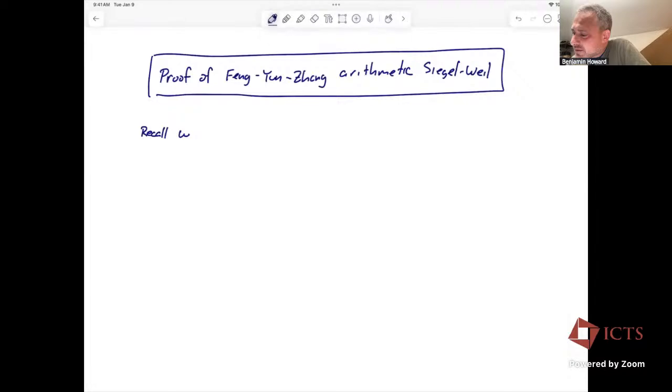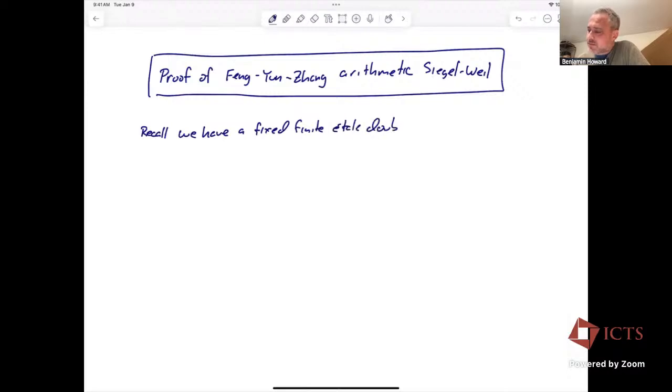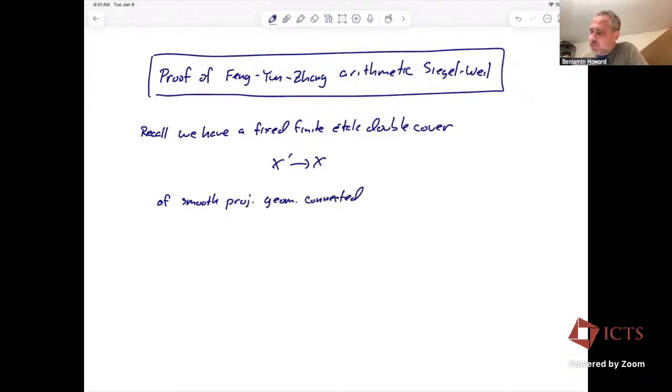Just recall we're working with a fixed finite étale double cover, X prime to X, of smooth projective geometrically connected curves over some finite field, and sigma is the non-trivial deck transformation.